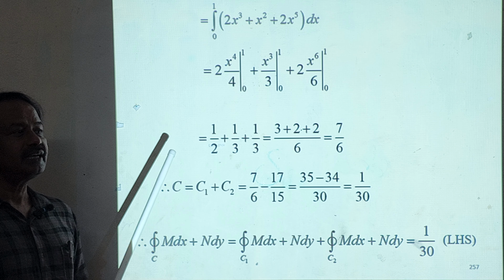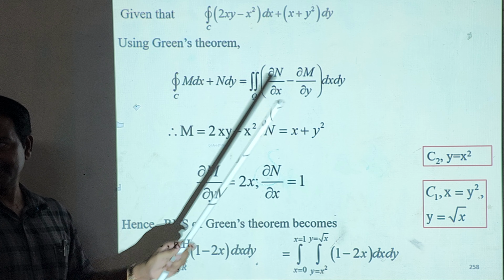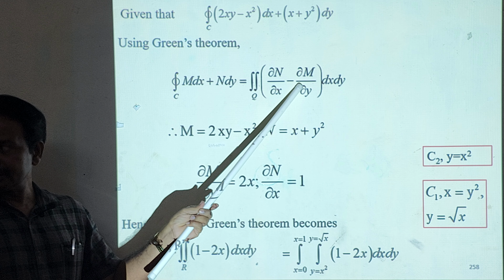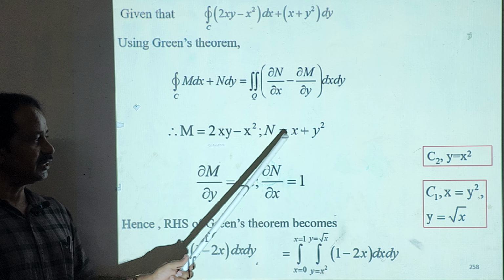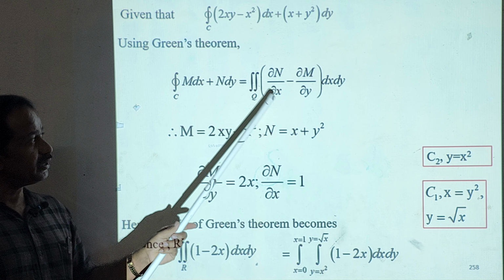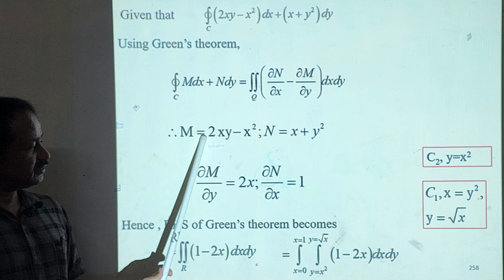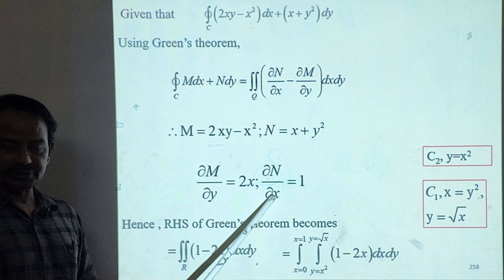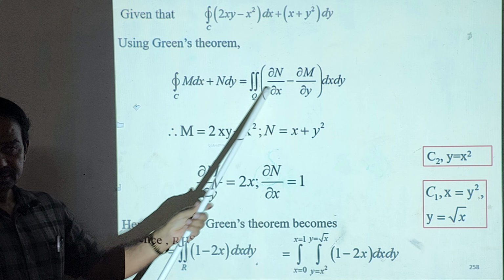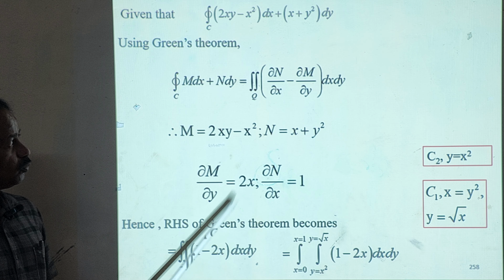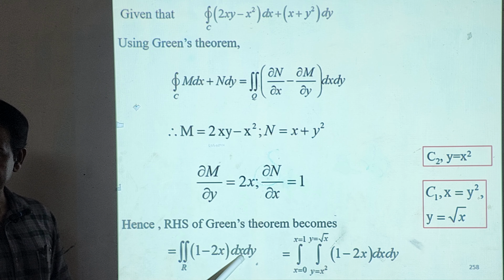Now we have to calculate the area bounded by the curve, the right hand side. And of course we know according to the problem m is given by this, n is given by this. We need dn by dx and dm by dy. So just differentiate this with respect to y, differentiate this with respect to x, will give you 2x and 1. Now we substitute here, the right hand side of Green's theorem will give you 1 minus 2x dx dy.